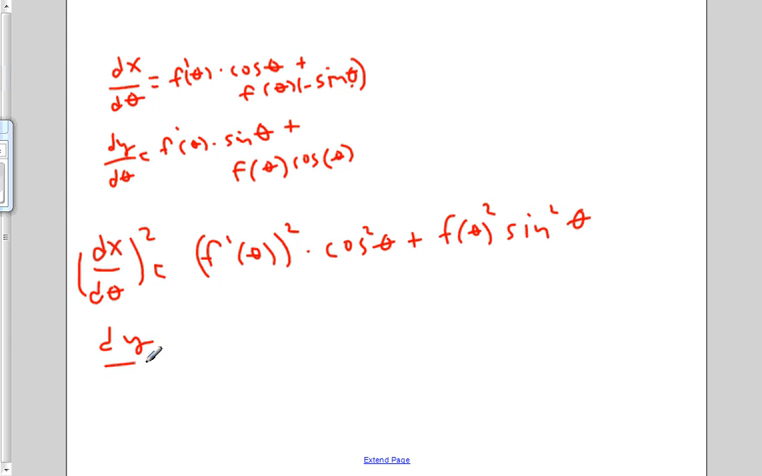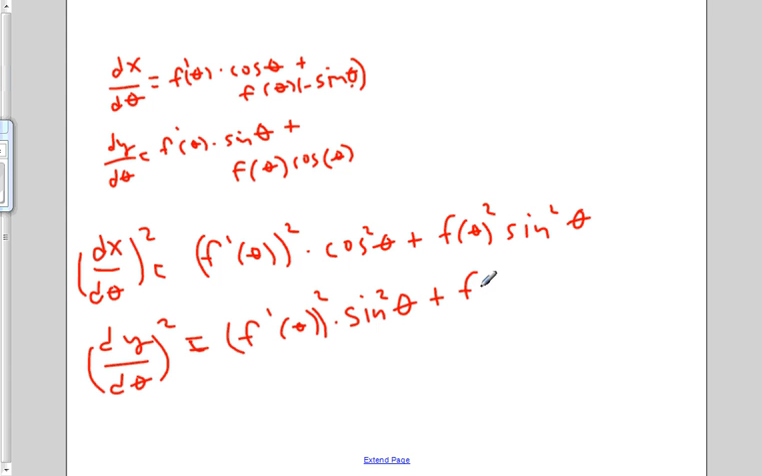And dy d theta squared equals f prime of theta squared times sine squared of theta plus f of theta squared times cos squared of theta. And what you're hopefully seeing is that you're like, trig identities, sine squared plus cosine squared equals 1.